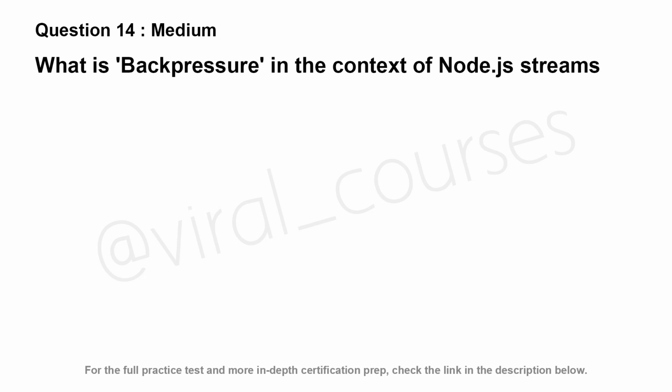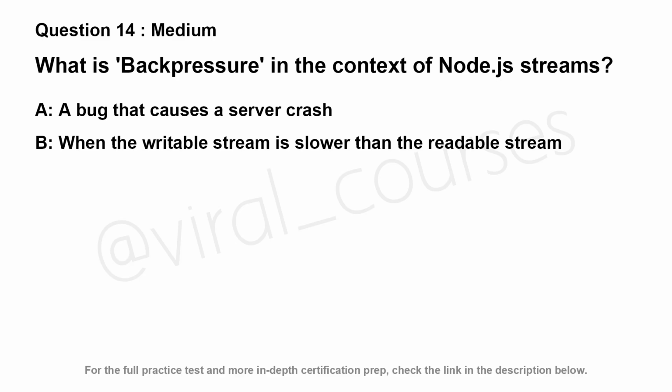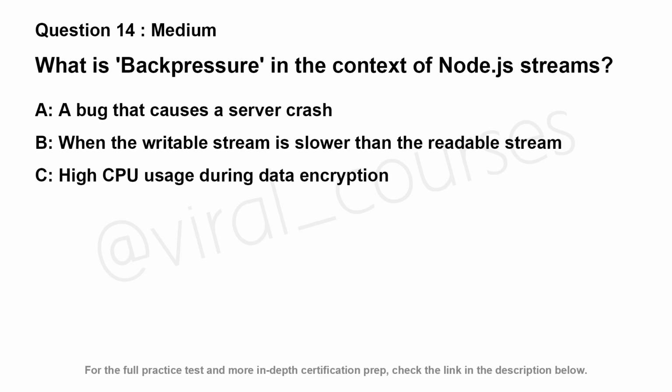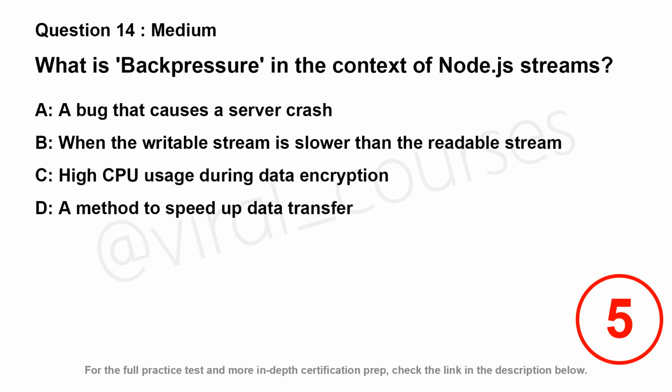What is backpressure in the context of Node.js streams? Option A, a bug that causes a server crash. Option B, when the writable stream is slower than the readable stream. Option C, high CPU usage during data encryption. Option D, a method to speed up data transfer.